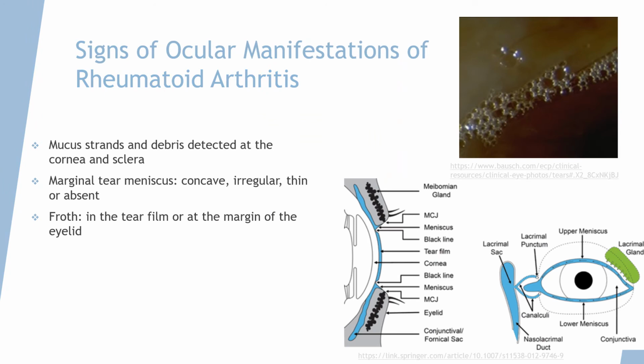So when examining the eye of a patient with rheumatoid arthritis, we might see some changes. We can first see mucus strands and debris at the cornea and the sclera, aka the surface of the eye. The tear meniscus may be abnormal, so when the light from the slit lamp is angled in a certain way, you may be able to see the concavity and the irregular and thin nature of the tear film. And as illustrated in the top right picture, there may be froth at the margin of the eyelid near the end of the tear film.